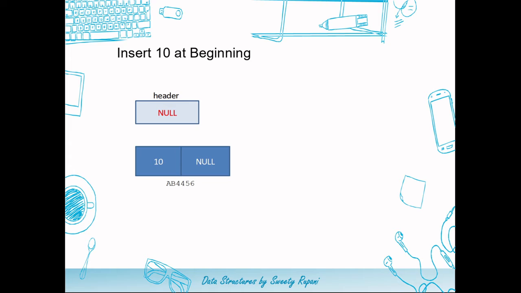Consider that the address of this particular node, of course, every time you run your program this address is going to vary, is AB4456 for this particular run. In that case, the address of this node is required to be stored in the header. The header needs to know who is the first node in the list. So that's what we are doing. When the header stores the address, the header will now point to this particular node.